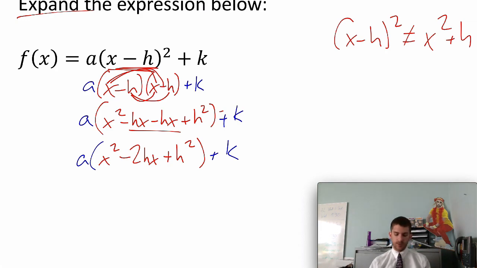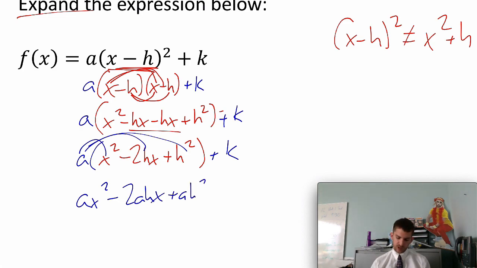Now a is being multiplied by the whole group, so we're going to take a and distribute it to each member of that group. So we have ax squared minus a times 2hx, which is 2ahx. And then a times h squared, we're going to have ah squared, and then we're going to have plus k. Now we've combined all the terms we can. We have all the terms with the same variables. Folks, I've got to be honest, this doesn't look super neat. There's a lot going on here. ax squared minus 2ahx plus ah squared plus k.